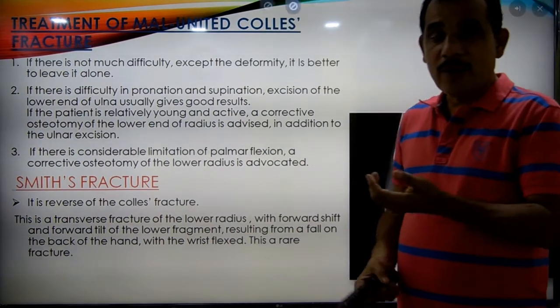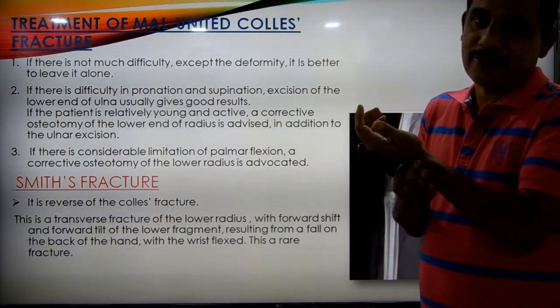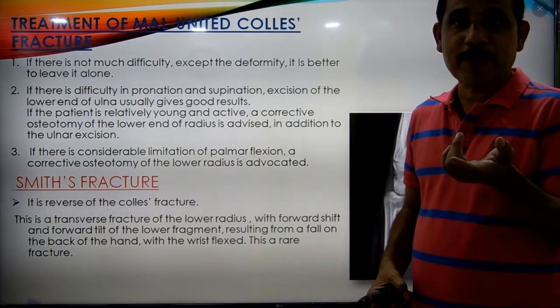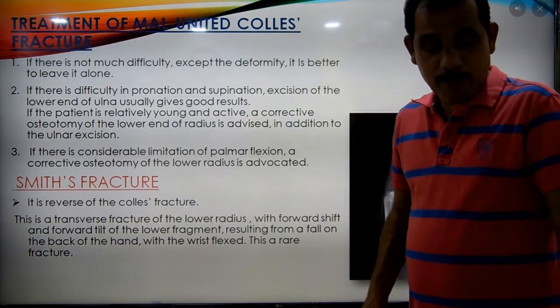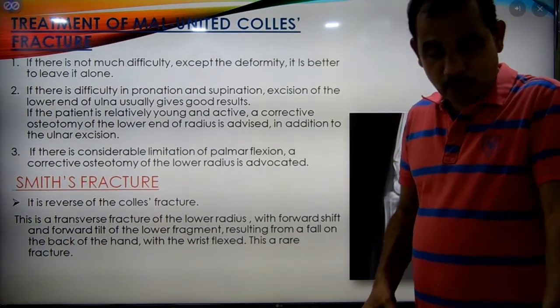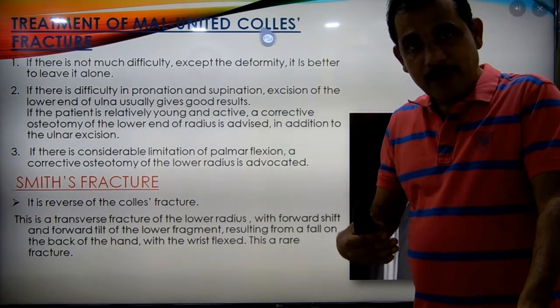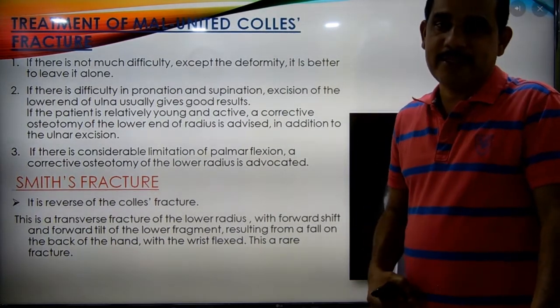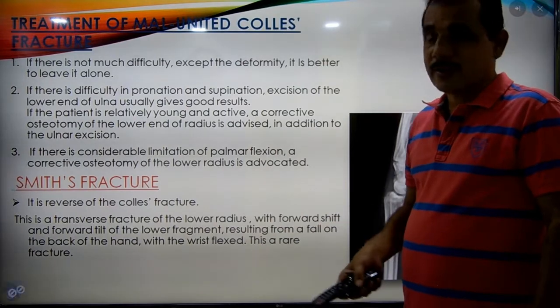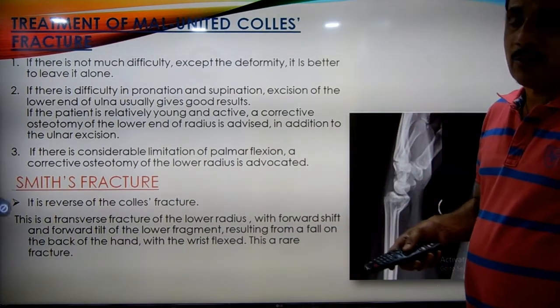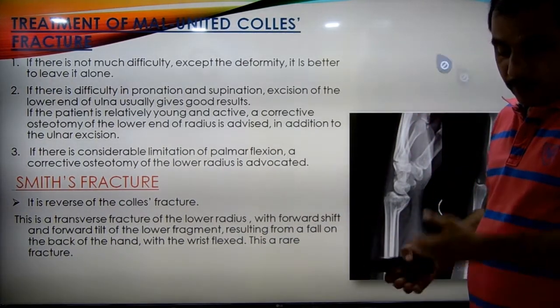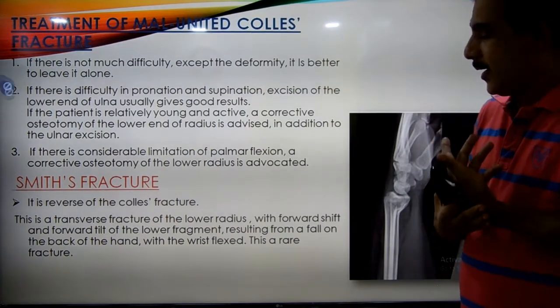It occurs from falling on the back of the wrist. Why is it called reverse of the Colles fracture? Colles fracture occurs while falling on the palm of the outstretched hand and causing the displacement where? Upward, backward and laterally. Why does this fracture occur? The fracture of the lower end of the radius is there. It occurs from falling on the back of the wrist.